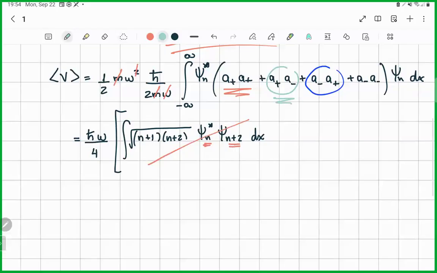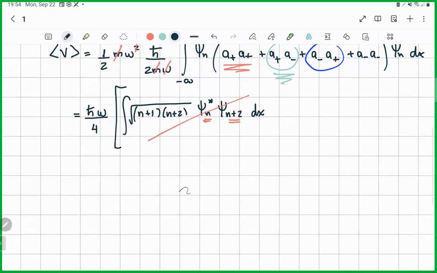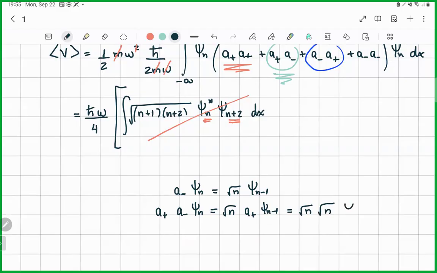What do we have for that next term? Let's start with a minus, because this is the first one that is acting on psi n. So a minus of psi n, we learned, is square root of n psi n minus 1. Now let's put a plus acting on a minus psi n. This means a plus acting on psi n minus 1. That's what survives, which means square root of n, and again, square root of n, and we now go up.